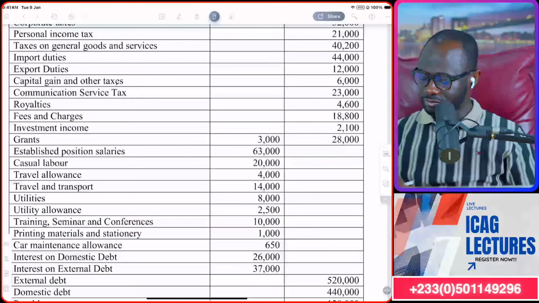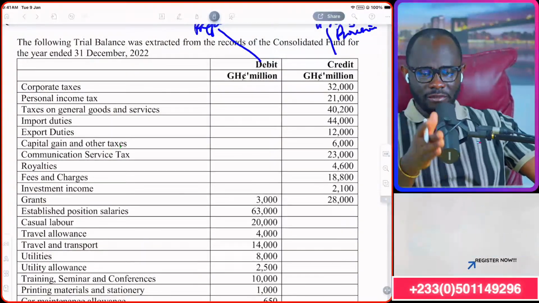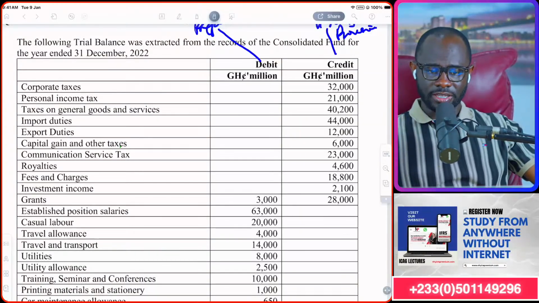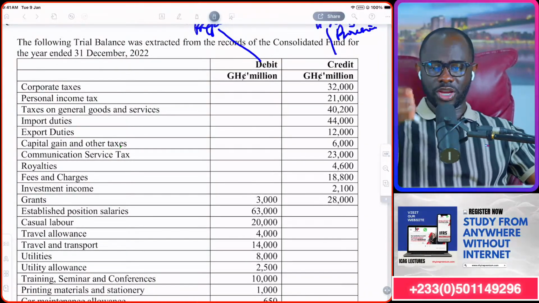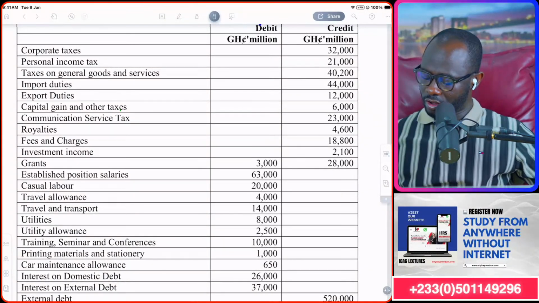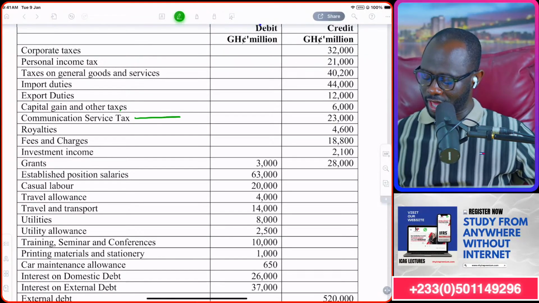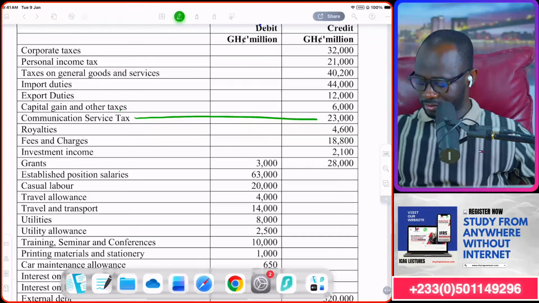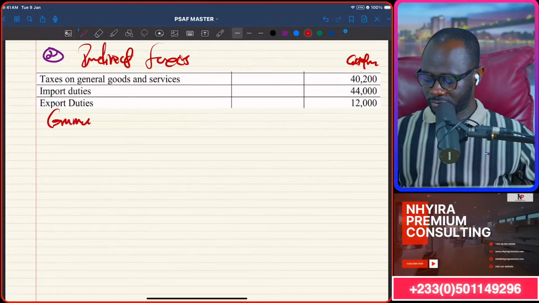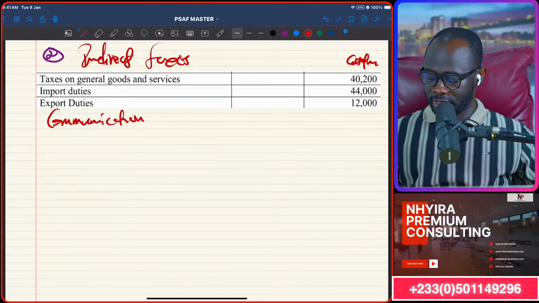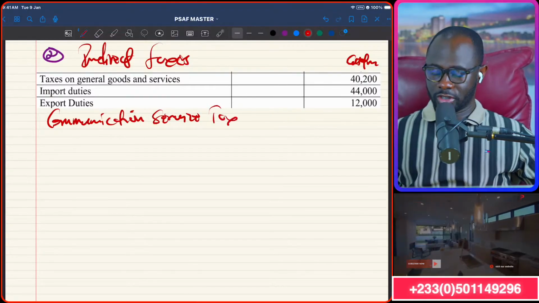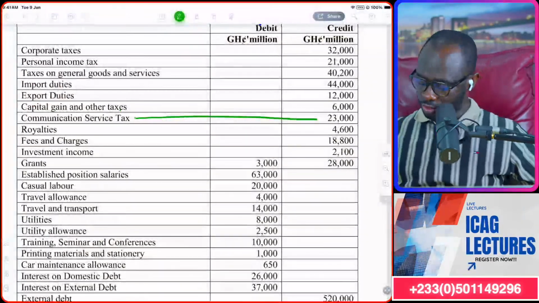Let's proceed. So you realize that so far everything we are picking is on the credit side. And so they are all income related issues, right? Revenue related issues. Next one, communication service tax. Okay, that's an indirect tax. So we go to indirect tax, communication service. So when you buy internet data or bundle, or you buy airtime, you are paying for this tax, 23,000.